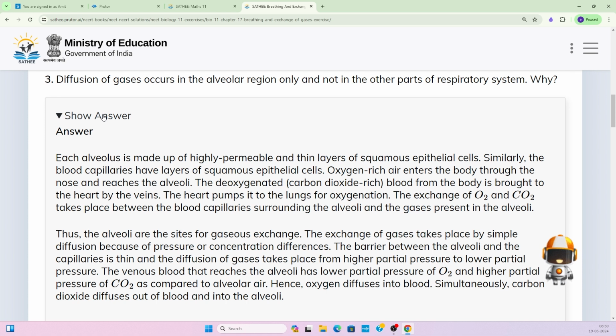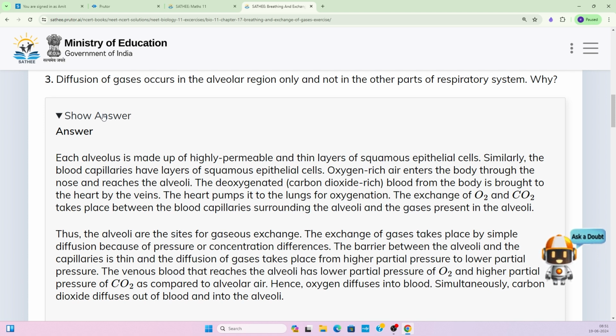So the exchange of O2 and CO2 takes place between the blood capillaries surrounding the alveoli and the gases present in the alveoli. Thus alveoli are the site of gaseous exchange, and the exchange of gases takes place by simple diffusion, right? Here the gaseous exchange occurs because of the simple diffusion process and because of pressure or concentration differences, right?